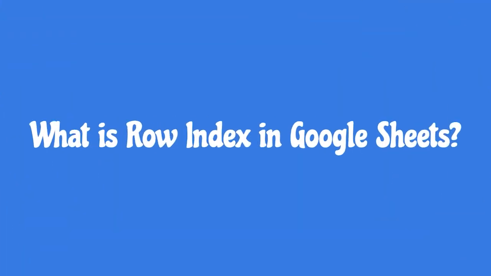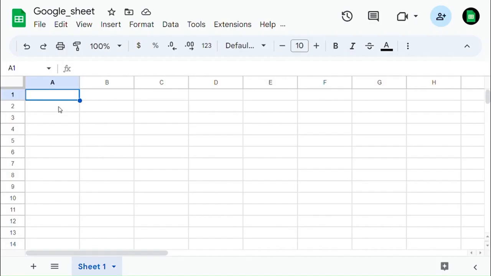What is row index in Google Sheets? The row index refers to the numerical position or identifier of a specific row in a spreadsheet. It starts from 1 in increments as you move down the spreadsheet.